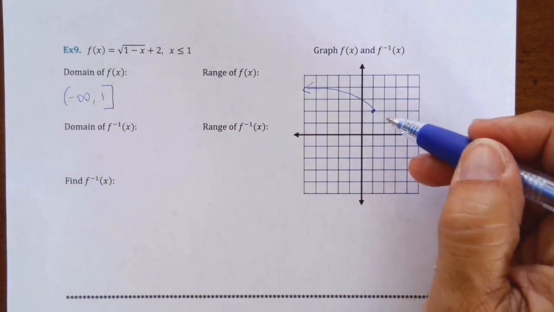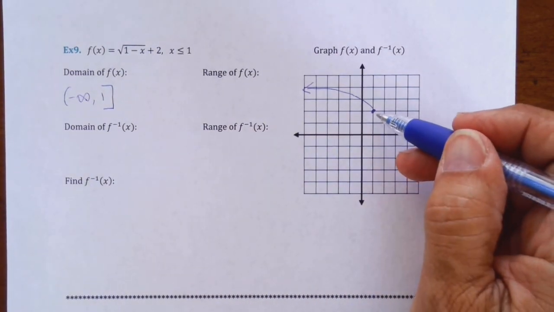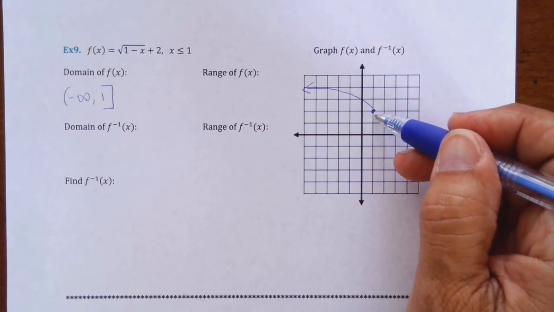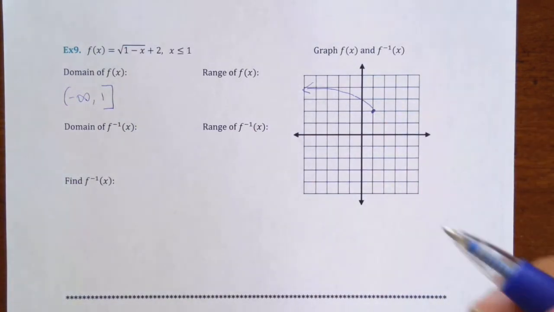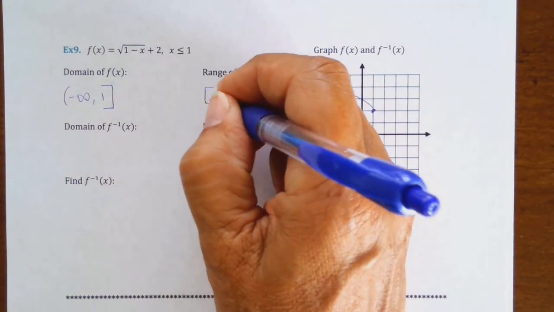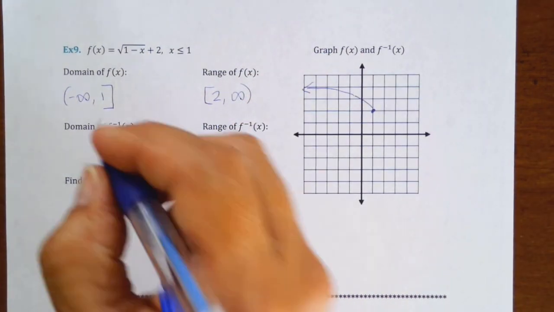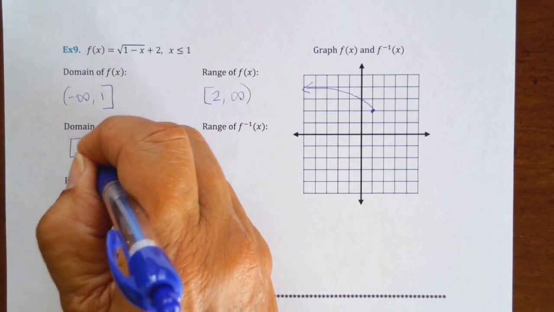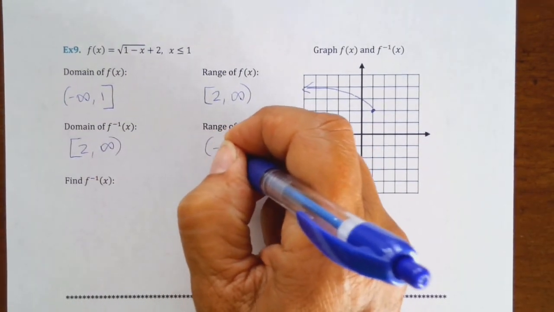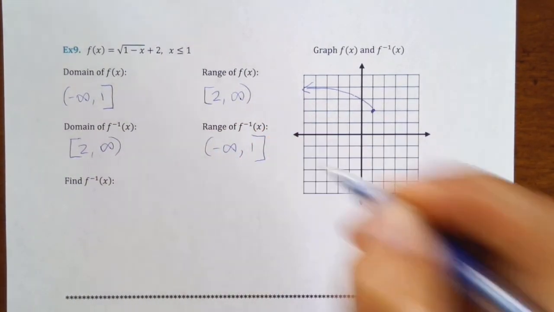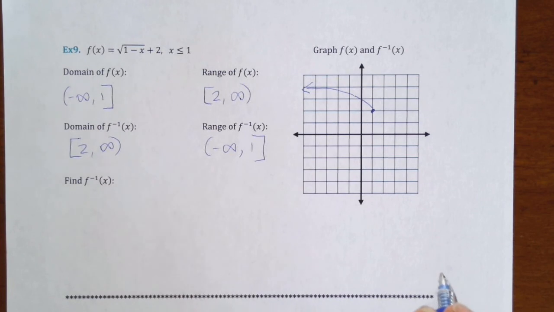All right, so now we can look at the range. The range would go from 2 up to infinity, right? All right, so now I know the domain of this has to be negative infinity to 1, and I know the range is 2 to infinity. All right, so let's find the inverse and let's see if that's true.